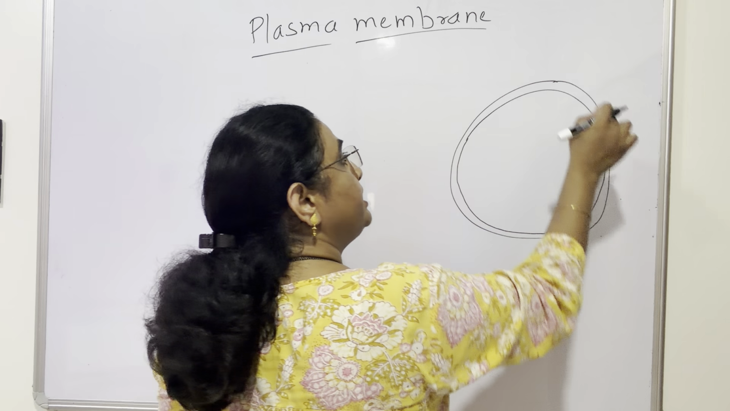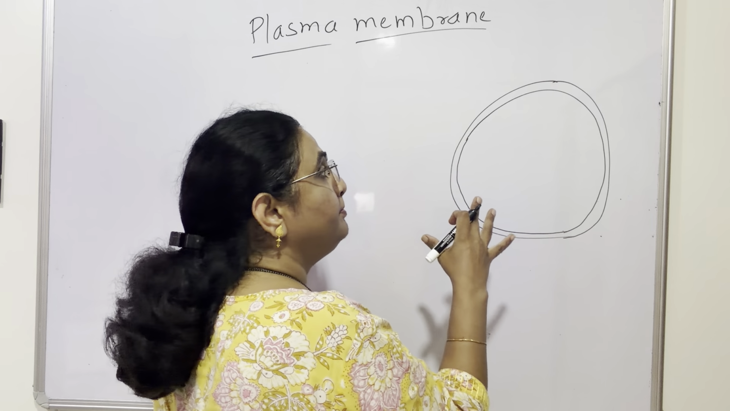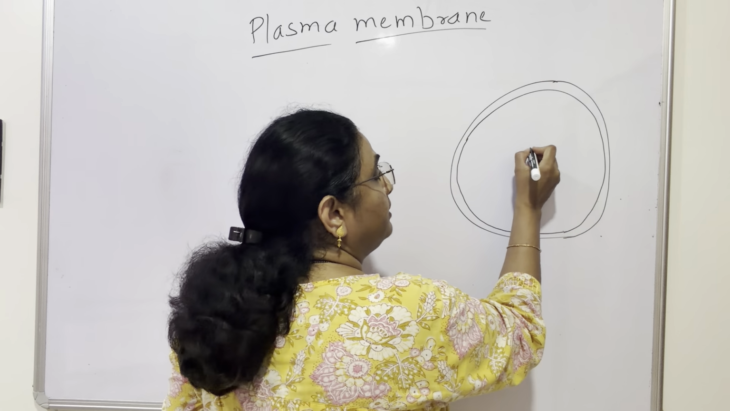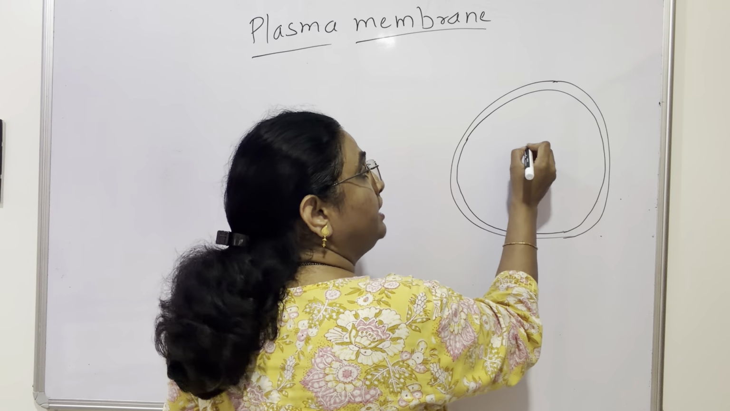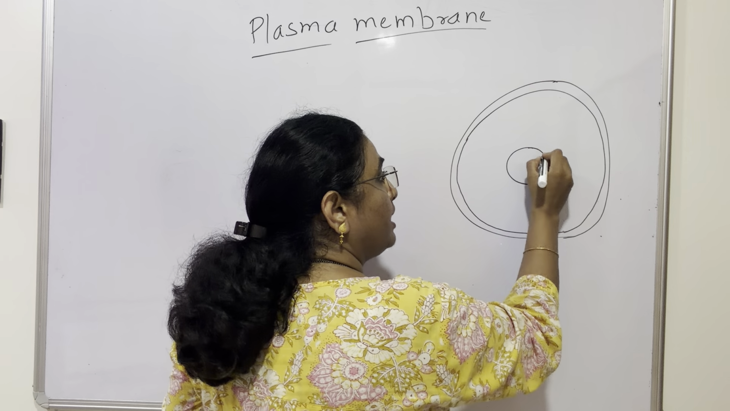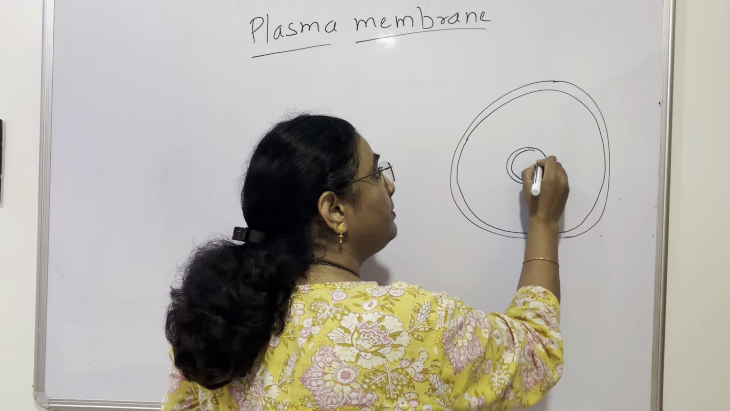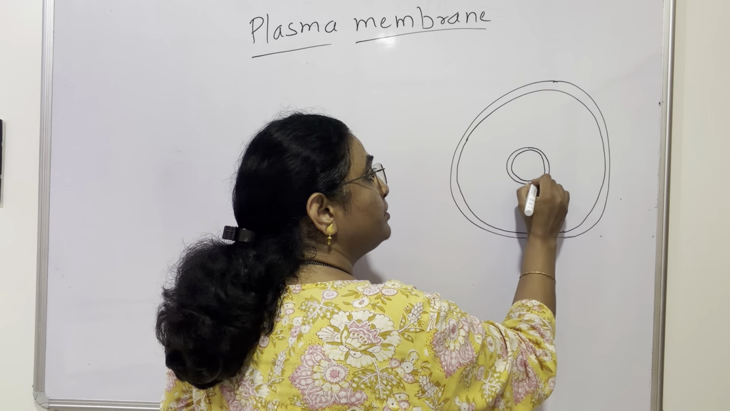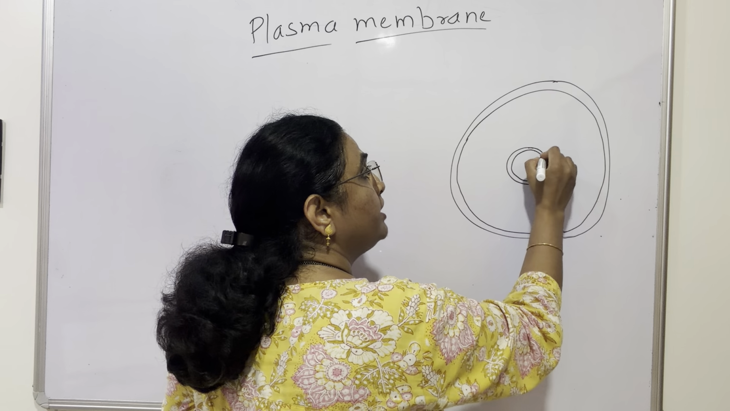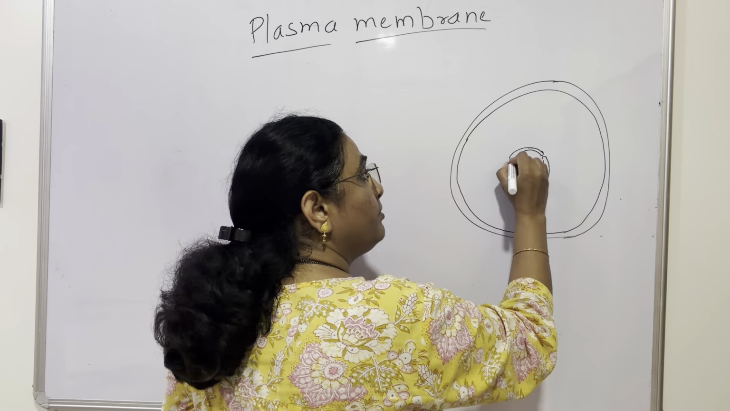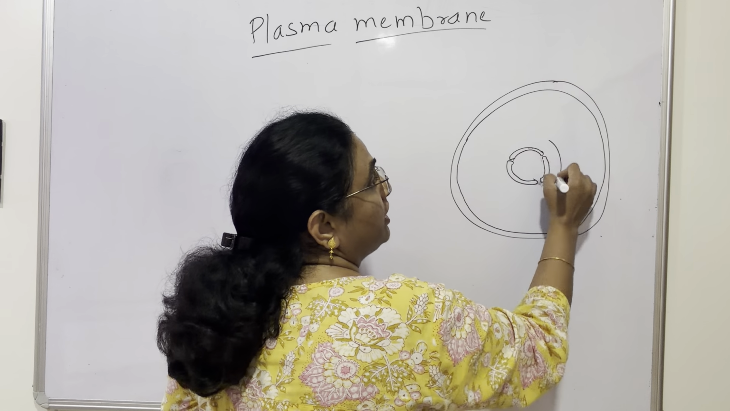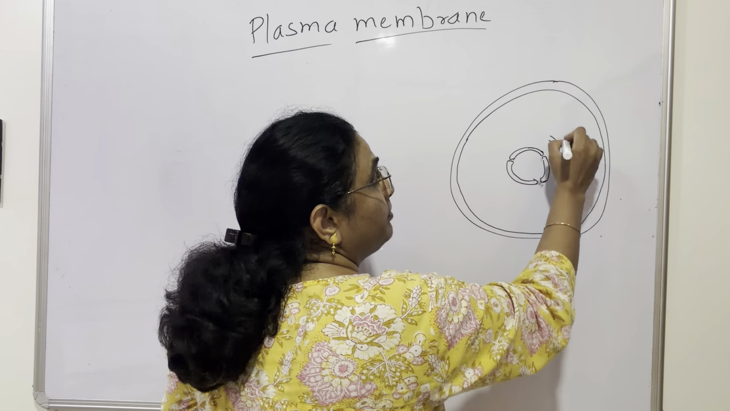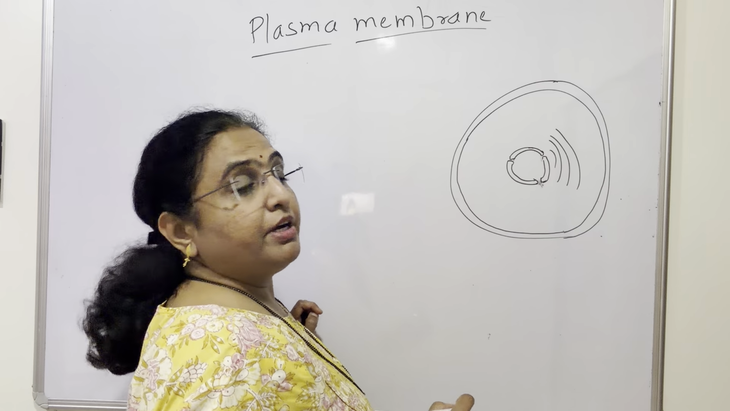Okay, so this is a plasma membrane. It is made up of a membrane. And here in the cell there are membrane-bound organelles. Suppose here it is the nucleus. It is a membrane-bound organelle. Then there is the endoplasmic reticulum. It is present. It is a membrane-bound organelle.